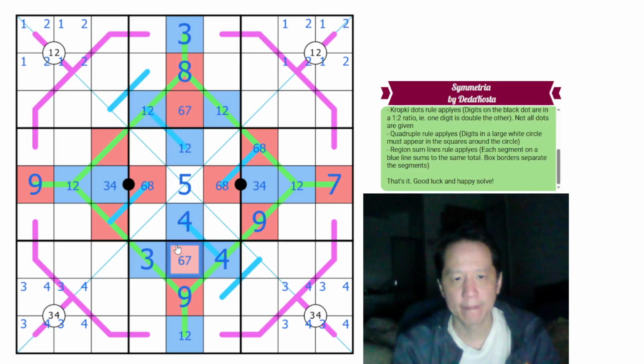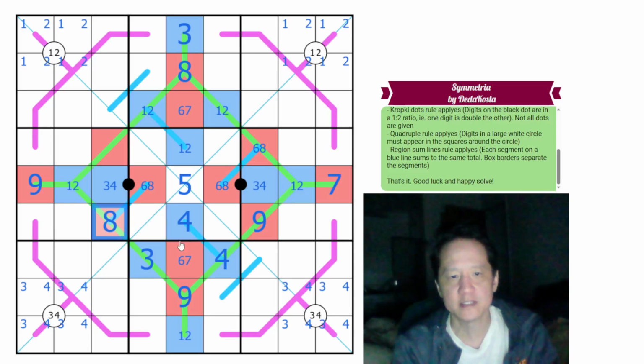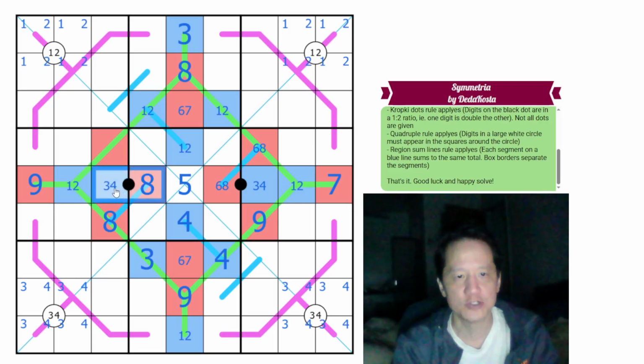Okay. The 3 can only be next to 8 or 9 on a German whisper line, and this is a 9, so this can't be 9. This has to be an 8, which makes this an 8. So this 8 is in a 1 to 2 ratio with 4. This 8 makes this a 6, which makes that a 6. 6 is in a 1 to 2 ratio with 3.